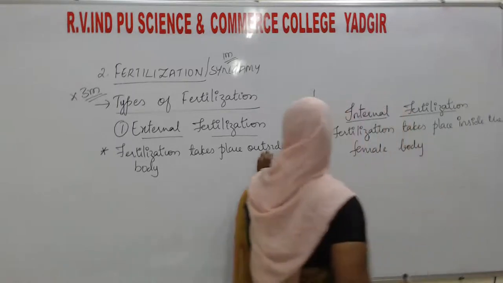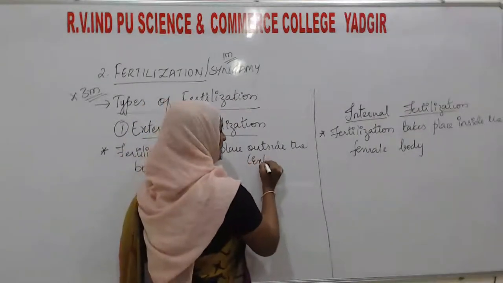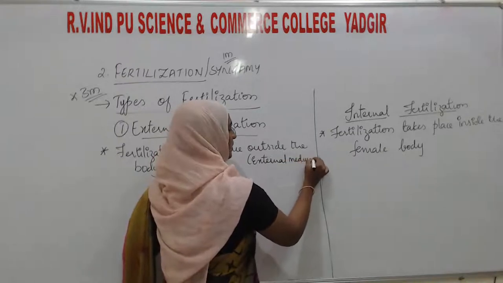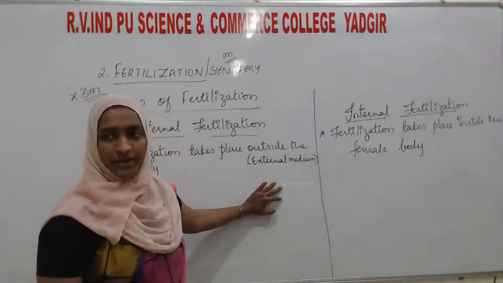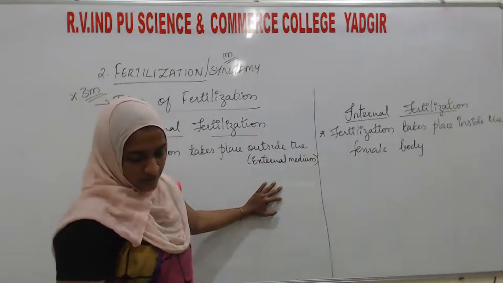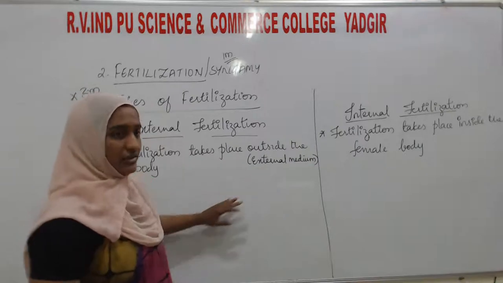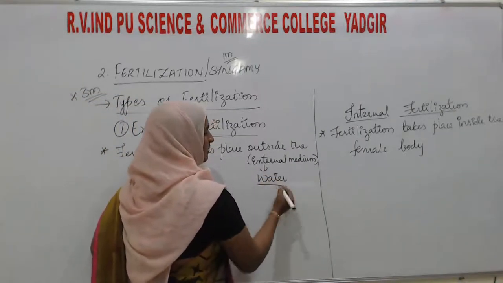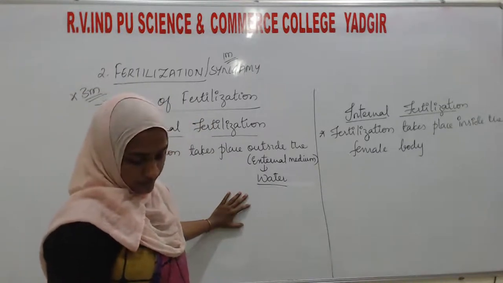And here, outside means that we can write as the external medium. Besides this outside, you can write in a bracket, that is the external medium. So here, in external fertilization, what is the external medium? That it will be the water.